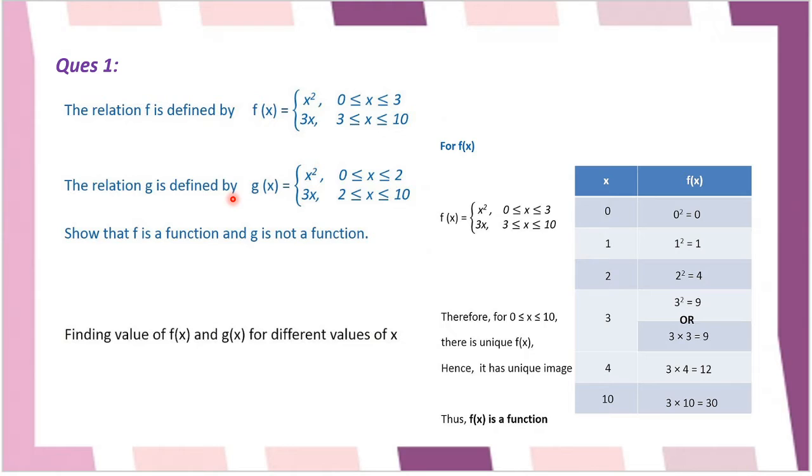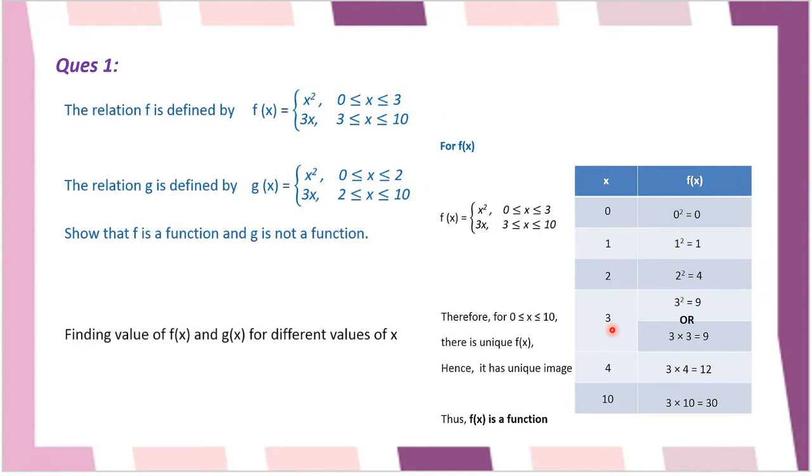Here two relations are given and we have to show that f is a function and g is not a function. So how would we do? Let's talk about f(x) first of all. The function is defined like this. Let's make a table. Let's take few values of x and let's check the values of f(x). If x is 0, f(x) is 0. If x is 1, f(x) is x square, means 1 square, that is 1. If x is 2, then the value of function is x square, which is 4.